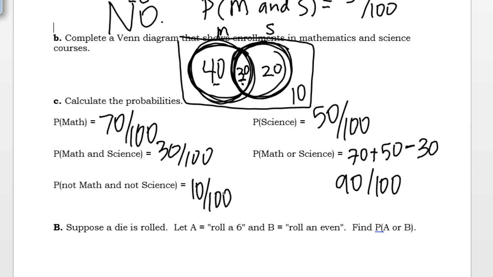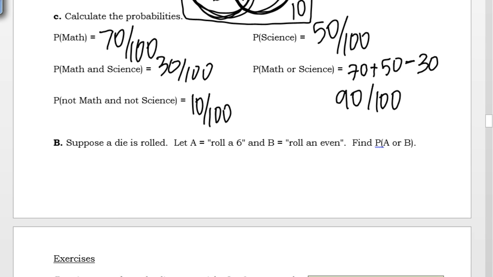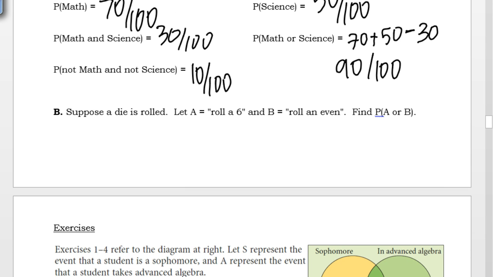One more example, a pretty simple example. Suppose a die is rolled. Let A be roll a 6, and let B be roll an even. Find A or B. So A is roll a 6. I have a 1 in 6 chance of getting a 6 on a standard die. Plus B says roll an even. I have a 3 in 6 chance of getting an even on a standard die, 2, 4, 6.